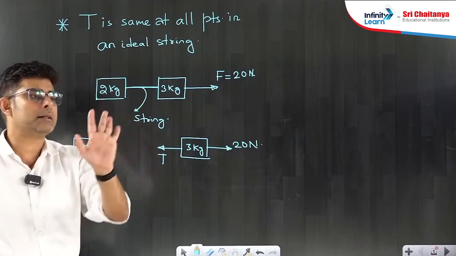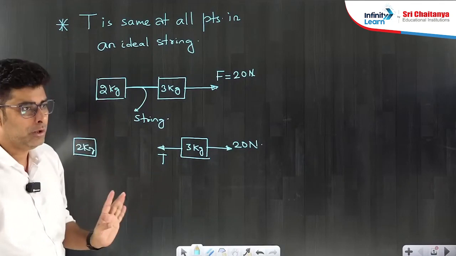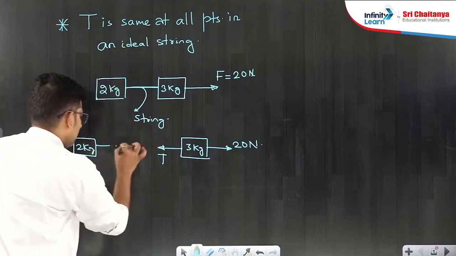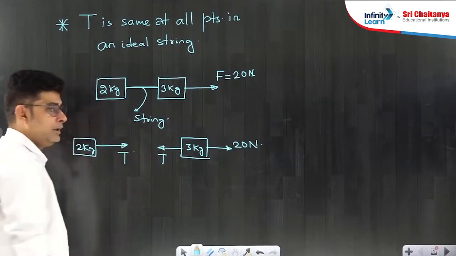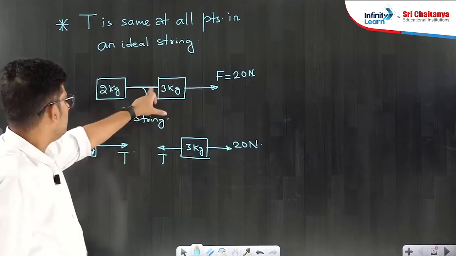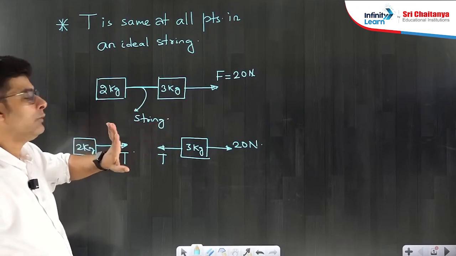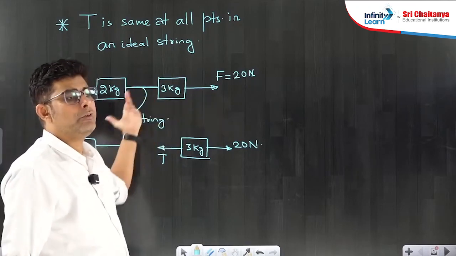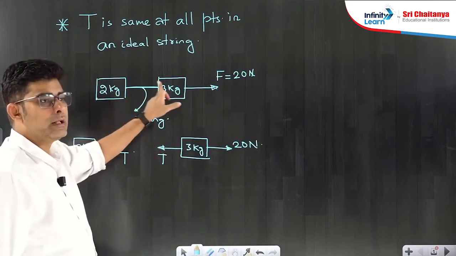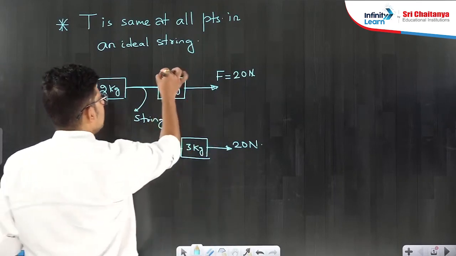Just imagine that you are the string. In every question, if you get confused, just imagine that you are the string and you have to pull. So which direction will you pull the 2 kg block? Correct, it will be right. The same tension towards right. Now let me ask you one final thing. These two blocks, will they have the same acceleration or unequal acceleration? Means will they move together or will they move differently? Just by common sense you can say. They will move with the same acceleration.